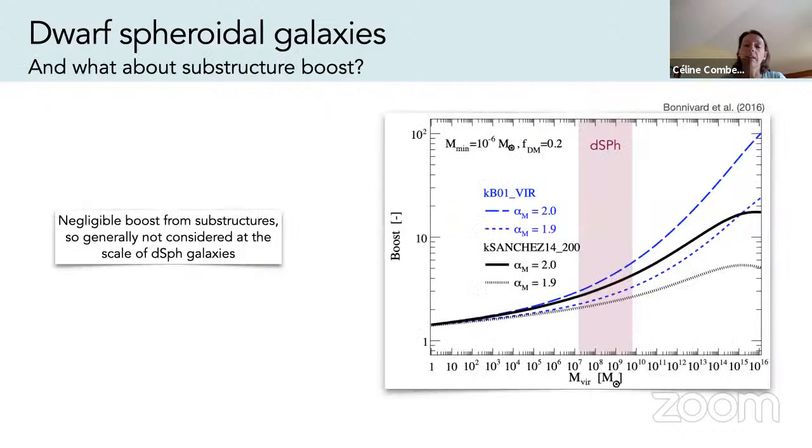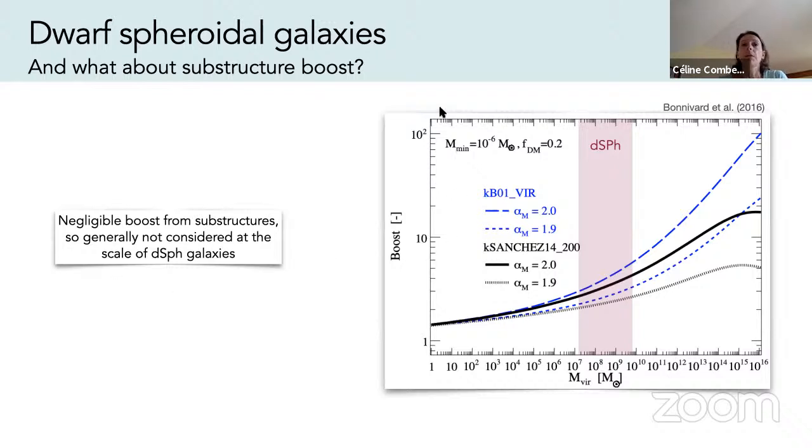Finally, my dwarf spheroidal is there. In principle, it has its own population of subhalos within it. Should I be interested in the boost, or should I consider substructure in these analyses?